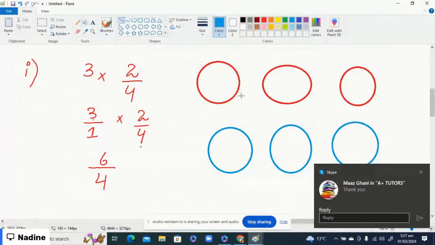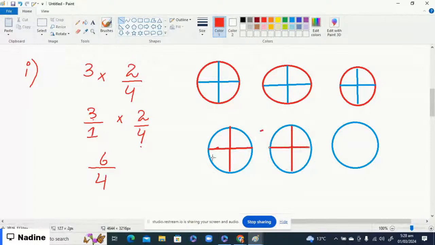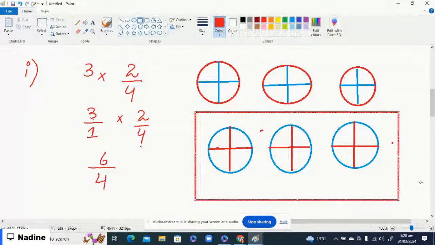Each is divided into four equal parts. 4 parts, 4 parts, and then 4 parts. This 3 shows the whole. How many whole circles? 1, 2, 3 in the first case. Now in the second case, it's again 3. What is the meaning of 4? 4 means it is divided into 4 equal parts. Each circle is divided into 4 equal parts. This is your first model and that is your second model.